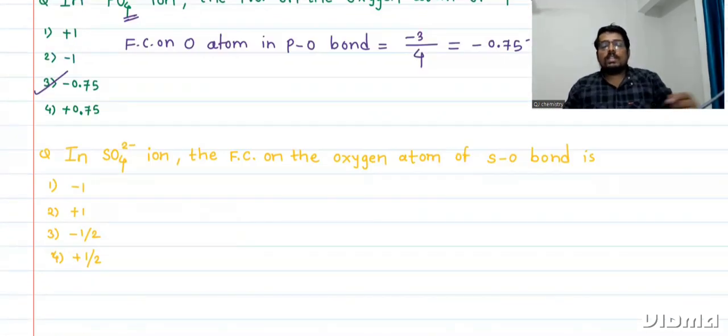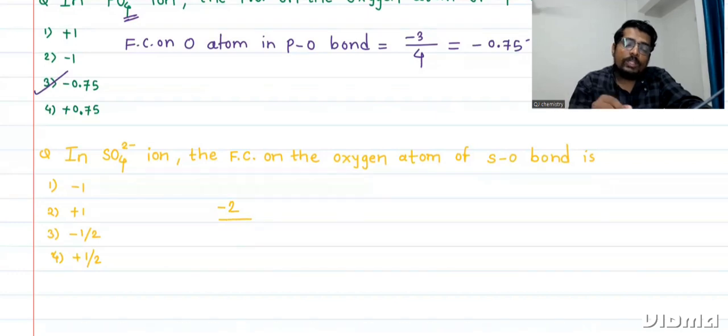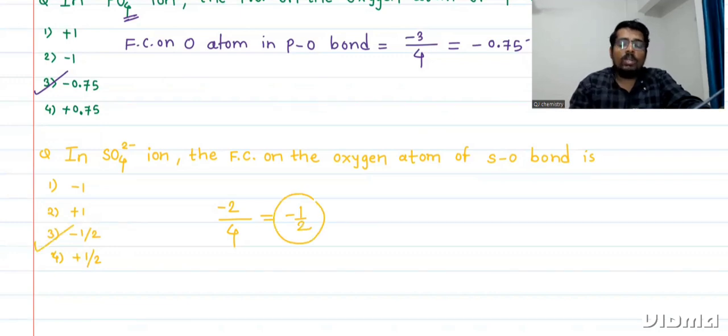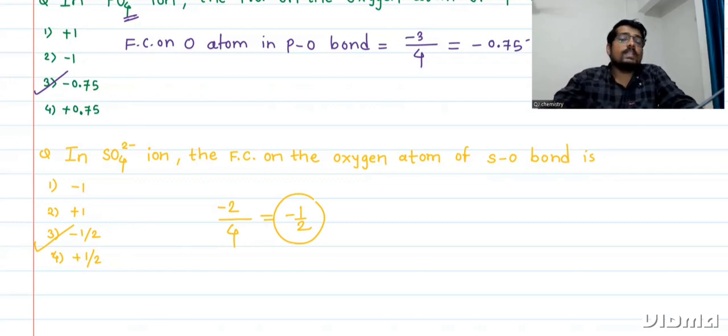In the next question, the sulfate ion is given. What is the formal charge on the oxygen atom of the sulfur oxygen bond? Here, the charge on the sulfate ion is minus 2. So the total charge on oxygen atoms is minus 2 divided by how many oxygen atoms are there? 4. So the formal charge is equal to minus 1 by 2. Minus 1 by 2 is the formal charge on each oxygen atom in the sulfate ion.